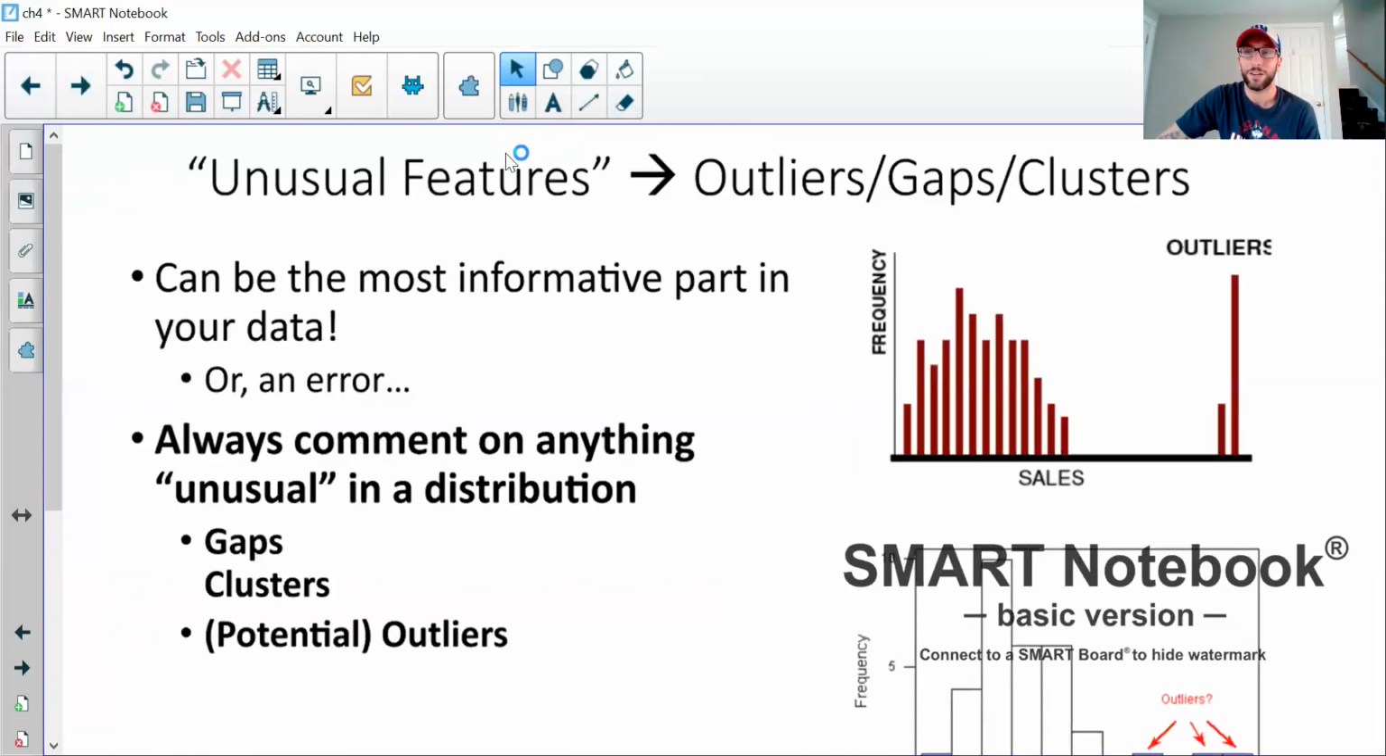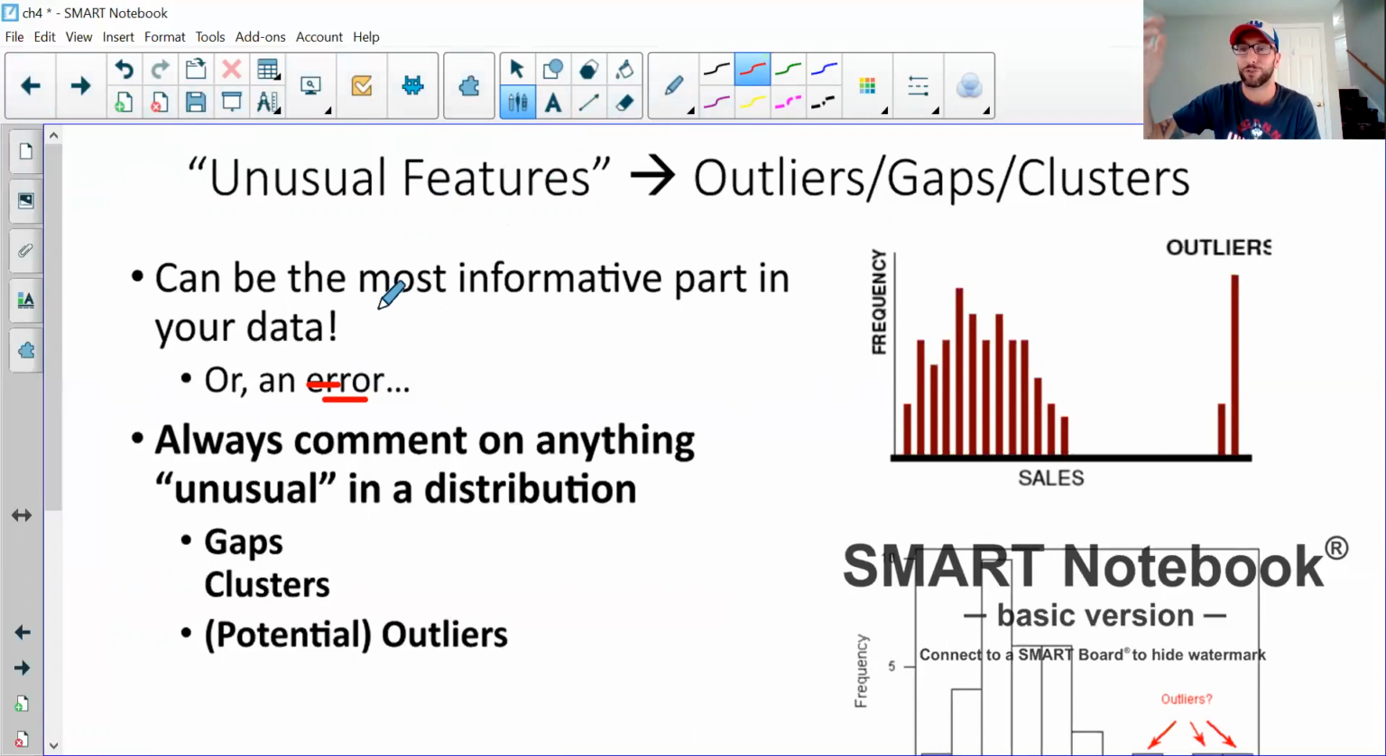Outliers. So outliers, gaps, clusters. We always want to comment on weird stuff. Sometimes the weird stuff's the most informative part. Sometimes an outlier is maybe just a typo, right? Maybe it's just a mistake. Maybe I hit 100 instead of 10. Okay, now it's a way to check my work.